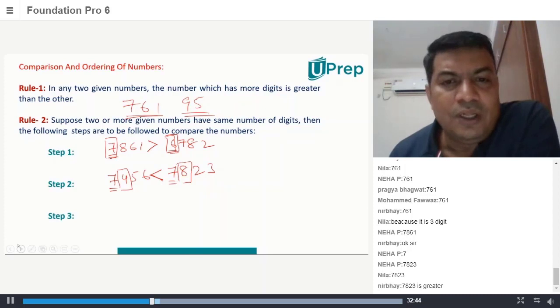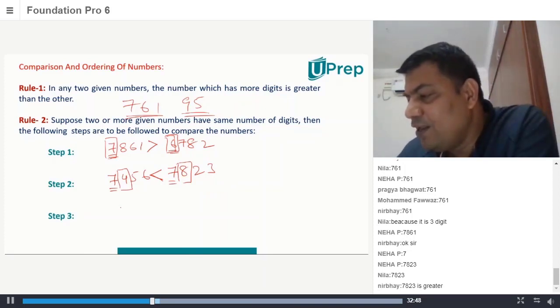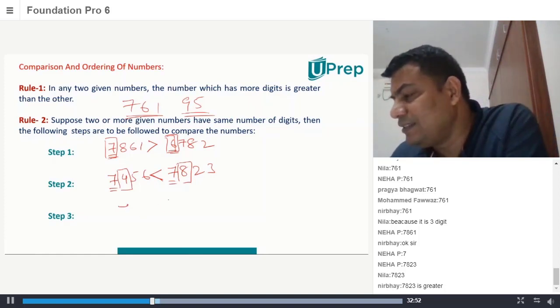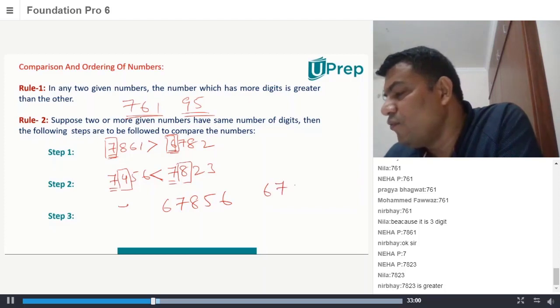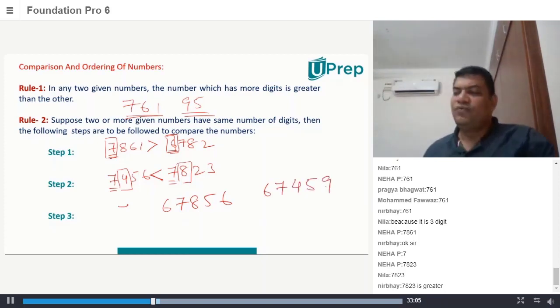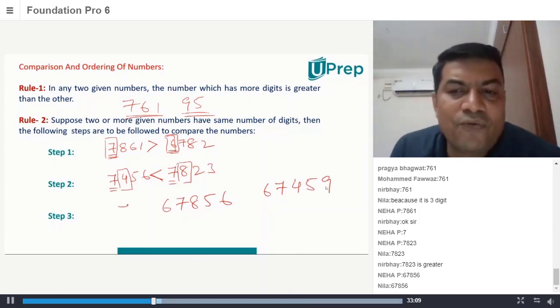What's the third rule? Step 3 is if they are same. Let's assume once again we have a number like 6, 7, 8, 5, 6 and 6, 7, 4, 5, 9. Let's assume we have numbers like that. So 6, 7, 8, 5, 6 and 6, 7, 4, 5, 9.